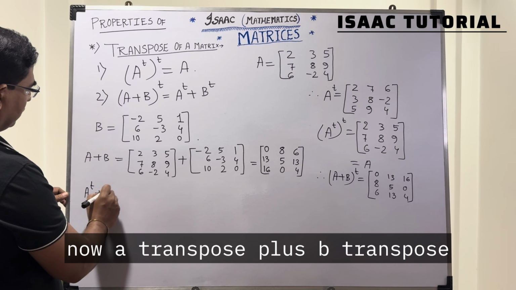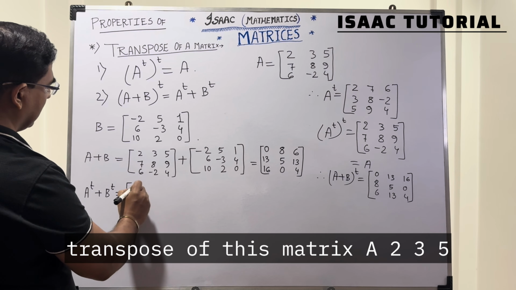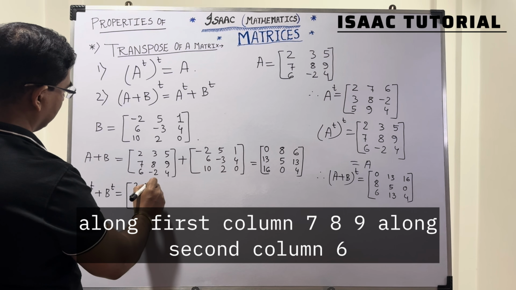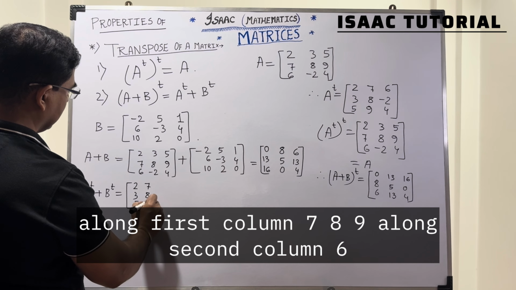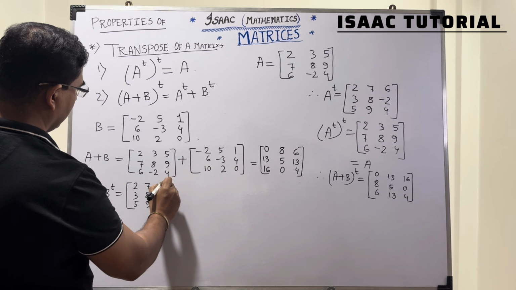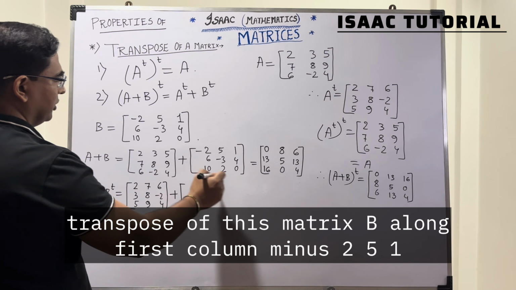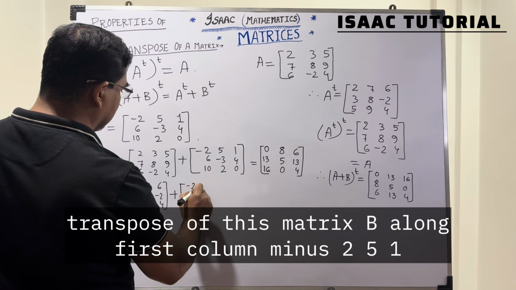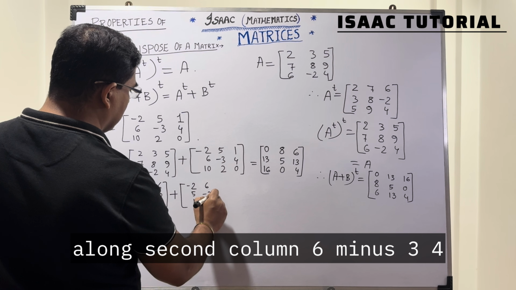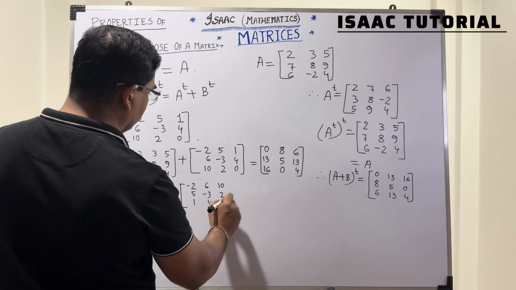Now, A transpose plus B transpose. Transpose of this matrix A, 2, 3, 5 along first column, 7, 8, 9 along second column, 6, minus 2, 4 along third column, plus transpose of this matrix B along first column, minus 2, 5, 1 along second column, 6, minus 3, 4 along third column, 10, 2, 0.